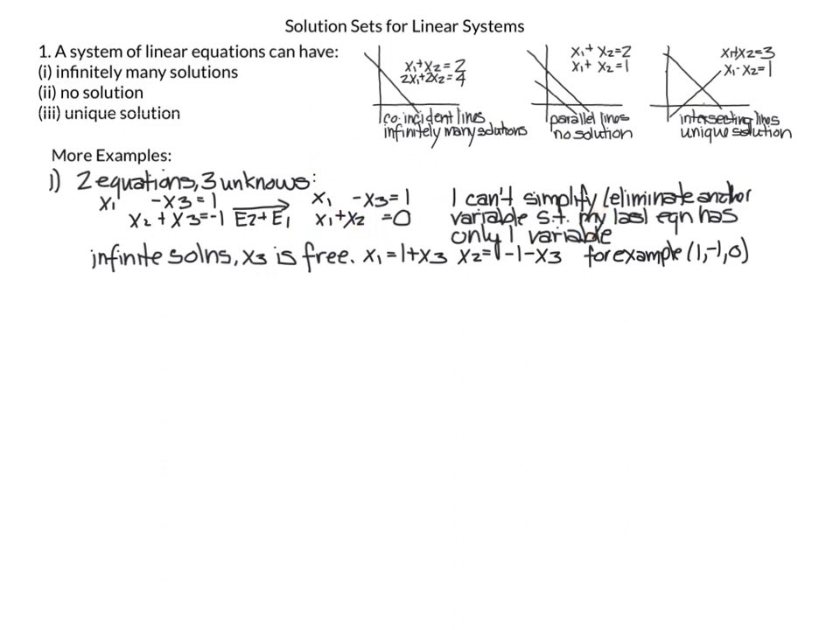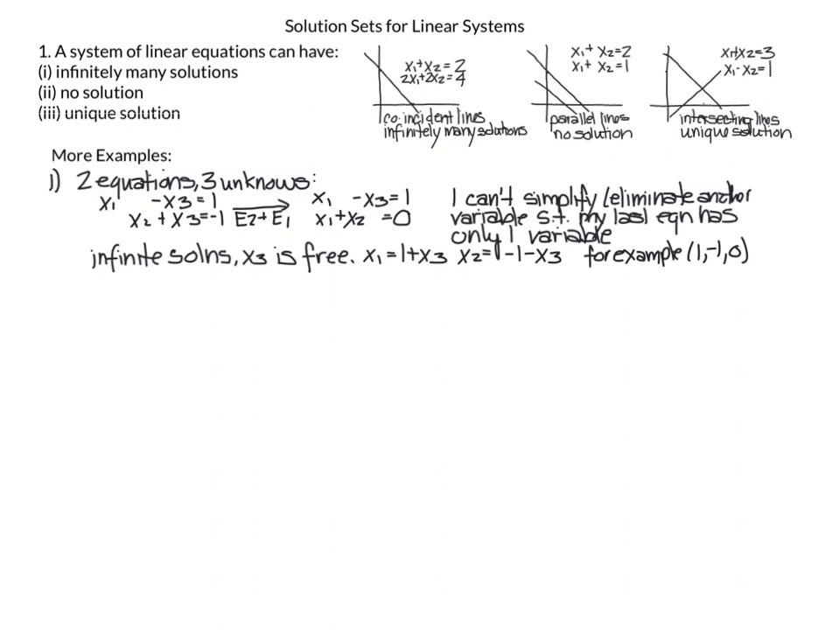So what I can do is make one of my variables free, and I'll make my x3 variable free. Often I make my last variable, the variable with the highest index, free. So if x3 is free, that means that x1 will be equal to 1 plus x3, and x2, using this first equation, is equal to minus 1 minus x3.